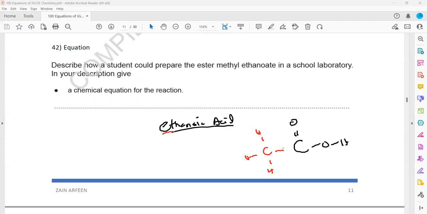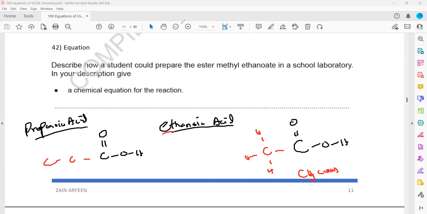So this will be CH3COOH. If they ask for propanoic acid, this structure should always be there in a carboxylic acid. So prop means 3. So 1 is already there, so 2 more you need, 1 and 2. And then put hydrogen. The last one should have 3 hydrogen. The center one will have 2 hydrogen because 2 bonds it can form.